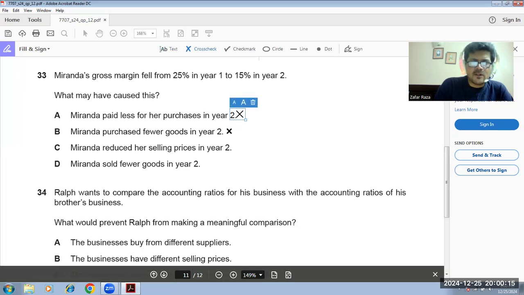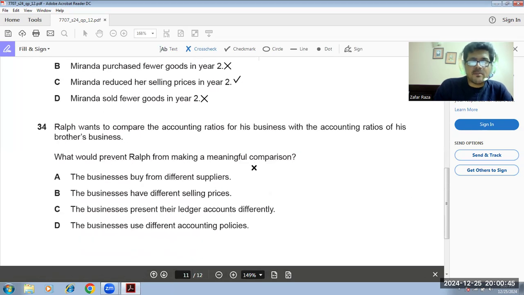Melinda purchased fewer goods. Even if she has bought fewer goods, this is something about the cost price. Lowering the cost price means increasing the profit. She has reduced her selling price. This could be the answer. No, it has nothing to do with fewer goods, because sometimes we get more profit by selling fewer goods, depending upon the nature of goods.